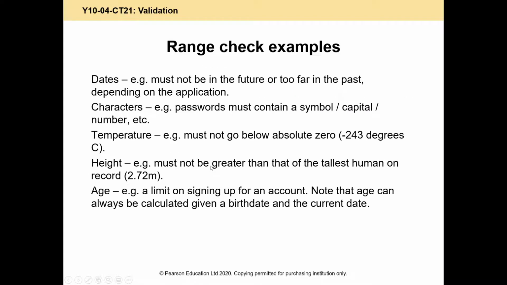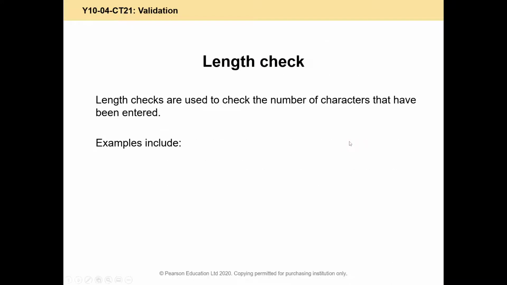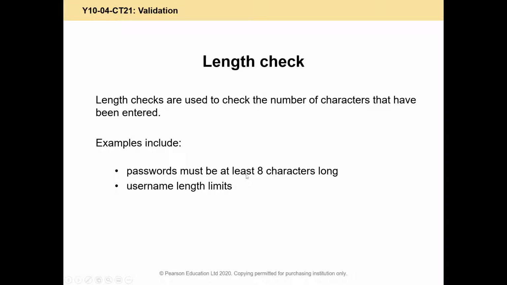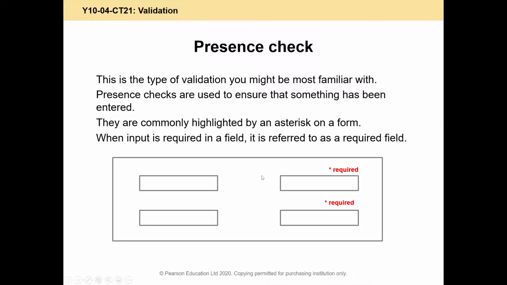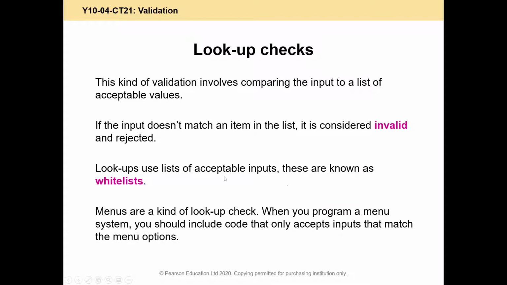So range check examples. I didn't give us any Python code, but temperature could be a valid amount. It can't go less than minus 240 degrees C. A length check could be for passwords, has to be at least 8 characters. Presence check could be for passwords. Like you have to put in something for a field. I'm sure you'll have seen that when signing up for stuff.